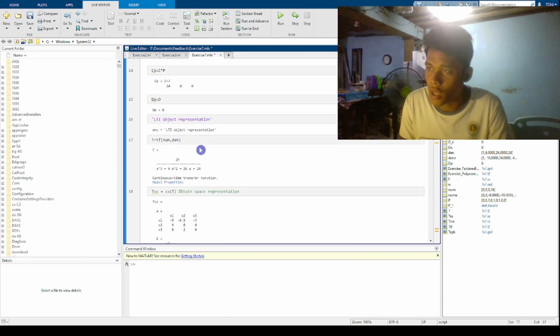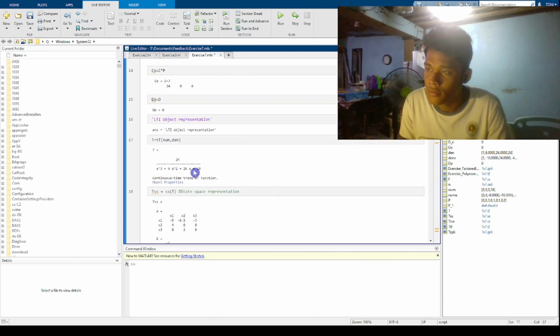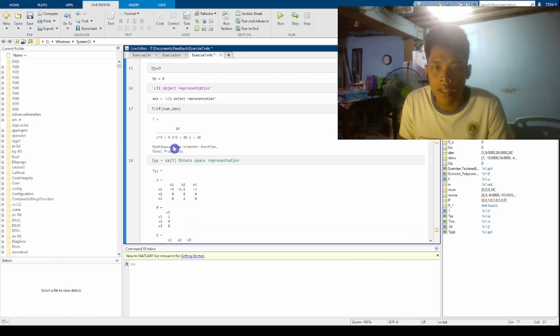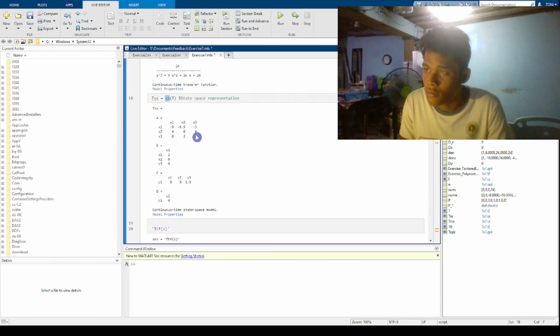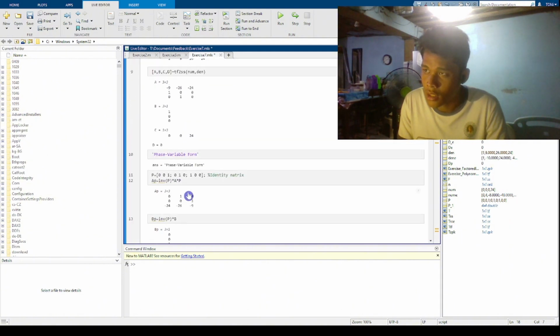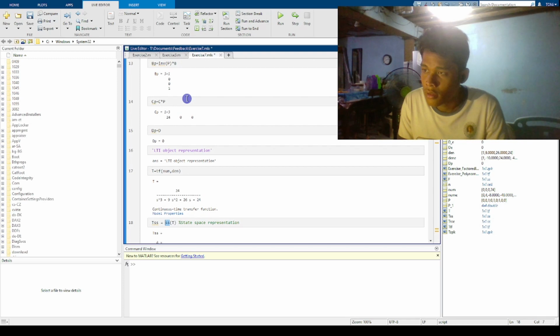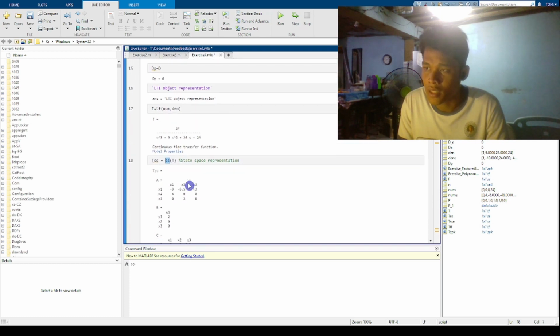For the LTI object representation, this will convert the given to a transfer function. This transfer function can then be directly converted to a state space using the SS command. So this displays A, B, C, and D, which are the state matrices. Notice that for A, there is a bit of a difference in the results as compared to the initial A, B, C, D, despite using the same set of numbers.